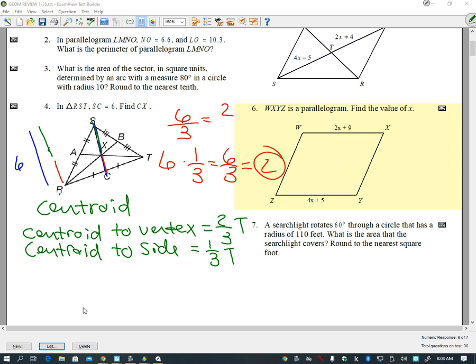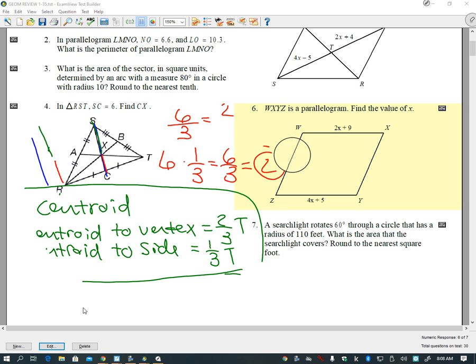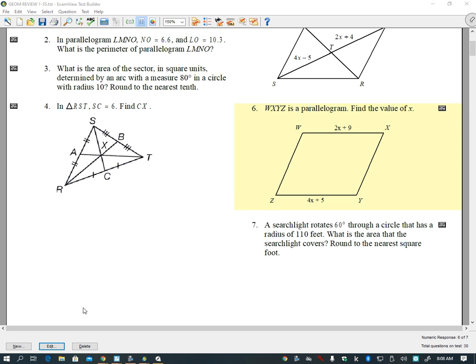If I know the stuff that I see here in green, the moment I know that I'm working with a centroid, I have those properties. The numbers might be different, but the fractions will stay the same. So that's a really good question for us to go over. All right, we'll cover at least one more for this.